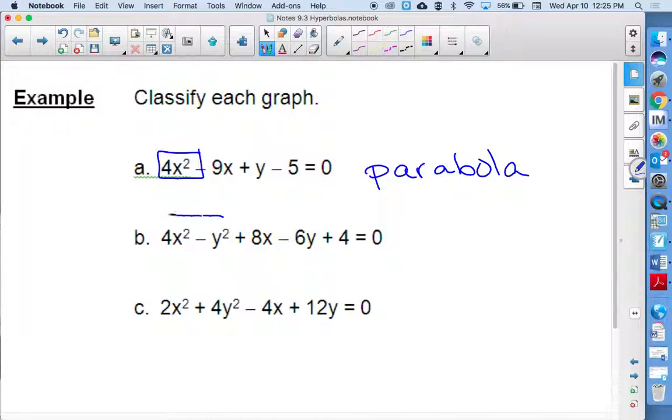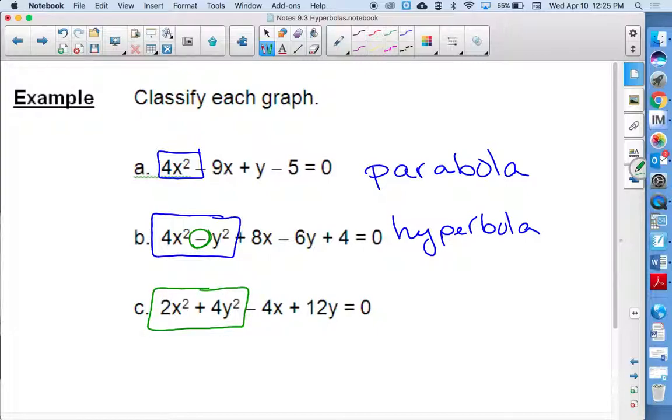In letter B, looking at those squared terms, not the rest of it, what would you say this graph would be if we complete the square? There's a positive and a negative. So they're not both positive or both negative. You got one of each. So unlike signs. And then the last one, what do you think about letter C? I think it's an ellipse. And that's because A times C is greater than 0. Both of them are positive. A positive 2x squared, a positive 4y squared.